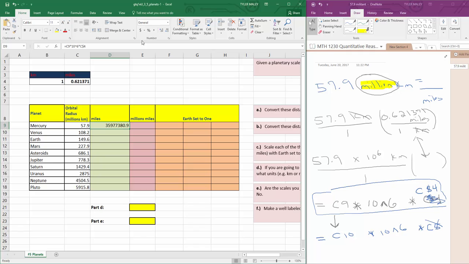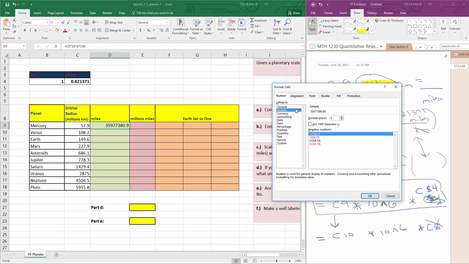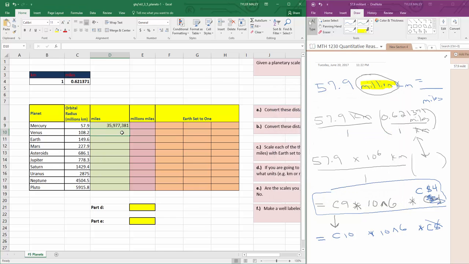But what I would do is go up here to number. So let's open this box, and I would just go to number here for the category, and then I would say let's do 0 decimal places, and I think having this 1,000 separator comma is real important, right? So let's hit OK, and so that just puts my number in an easier format to look at, right? So I can go ahead and drag this down and get all of those distances, right, in miles.